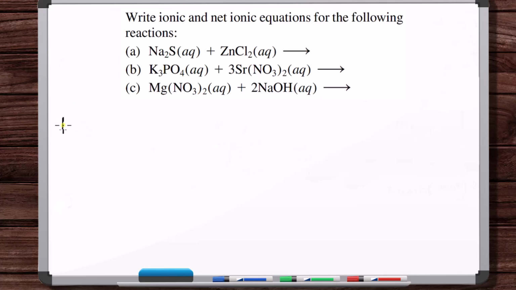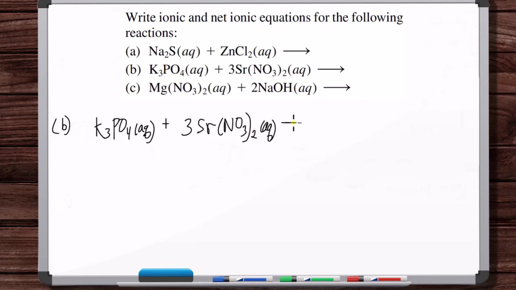Okay, part B. You have potassium phosphate aqueous. And then strontium nitrate, and they're giving us a coefficient here. Aqueous.